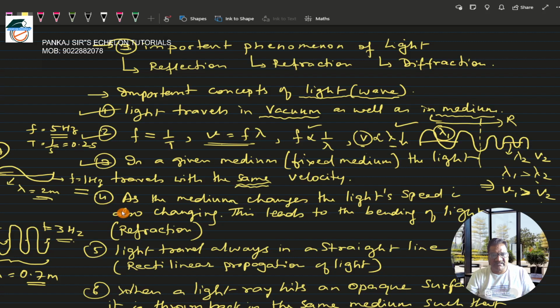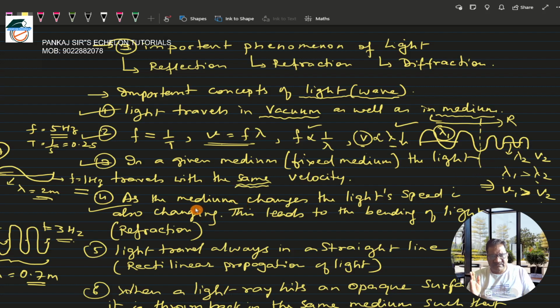The fourth point is, as the medium changes, the light speed is also changing. Now the fourth point is very important. Now see, here I have told you that the light on this side of the partition is traveling with a high speed, and on the right side of this partition, the light is traveling with a lower speed. Okay, so what is happening? The velocity of the light is decreasing.